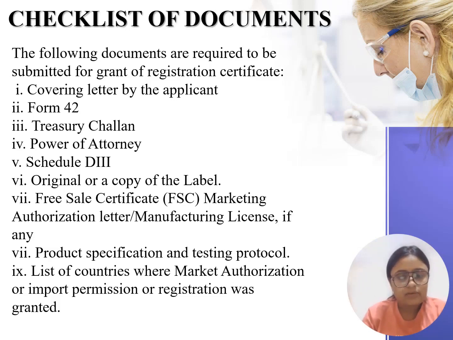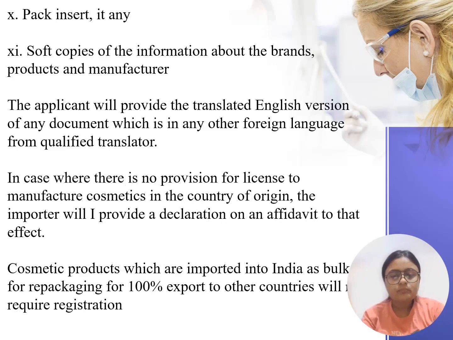Treasury challan, power of attorney, Schedule D3, original or a copy of a label, free sale certificate, marketing authorization letter or manufacturing license if any, product specification and testing protocol, a list of countries where market authorization or import permission or registration was granted, pack insert if any, and soft copies of the information about the brand, product and the manufacturer. The applicant will provide a translated English version of any document which is in another foreign language, from a qualified translator.